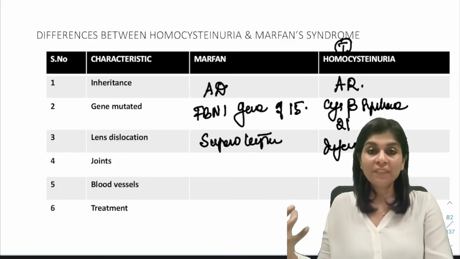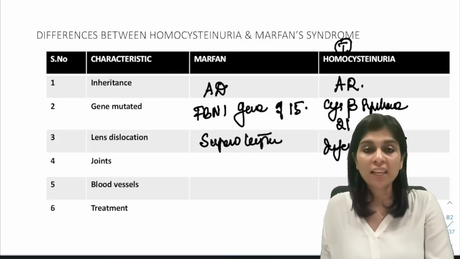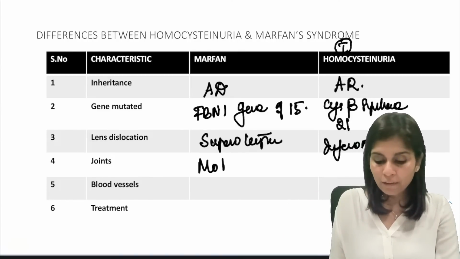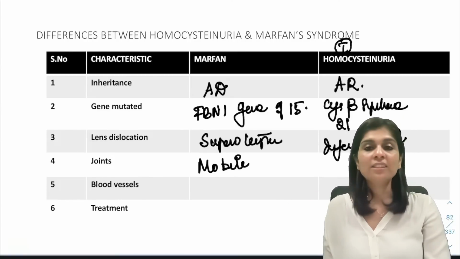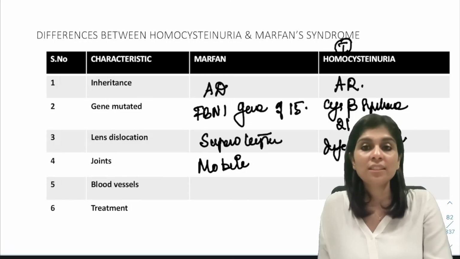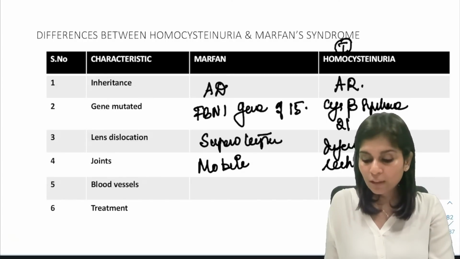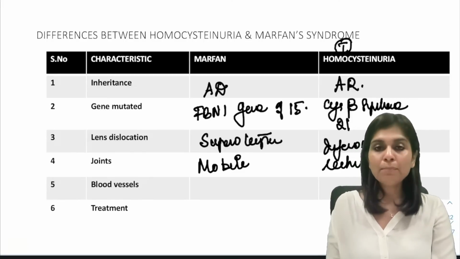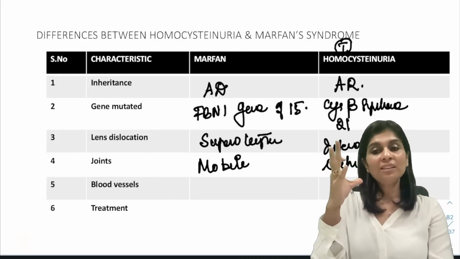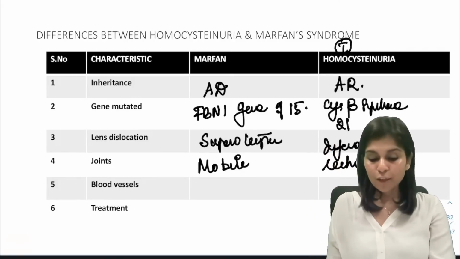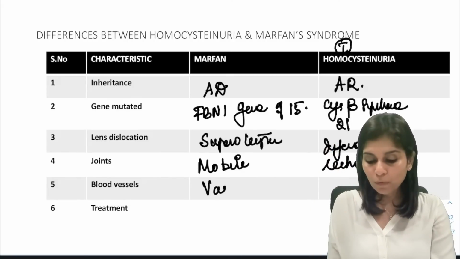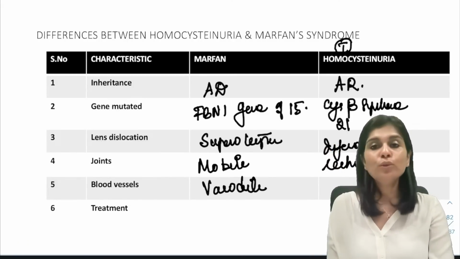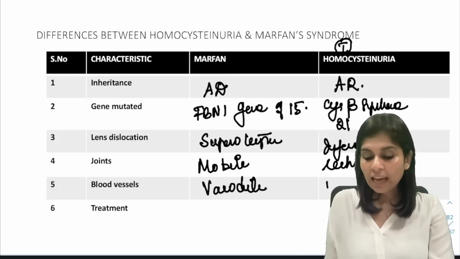Joints in Marfan syndrome, just now I told you, right? Because tendons are weak, joints become hypermobile. So what will you see in Marfan syndrome? Hypermobile joints, whereas there is a joint restriction, restrictive movements in homocystinuria. Okay, blood vessels, what will you see? Because the elasticity of the blood vessel is lost, they are dilated. So blood vessels in Marfan syndrome will be dilated, whereas in homocystinuria, what you would see is a vaso-occlusive disorder.